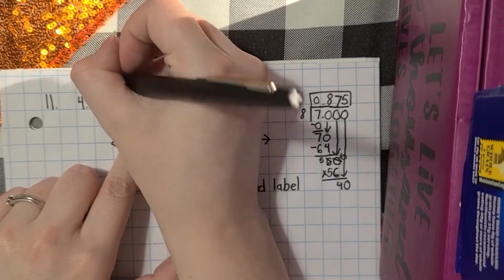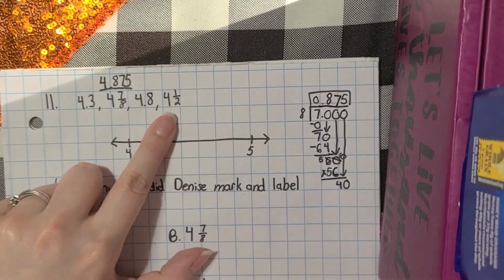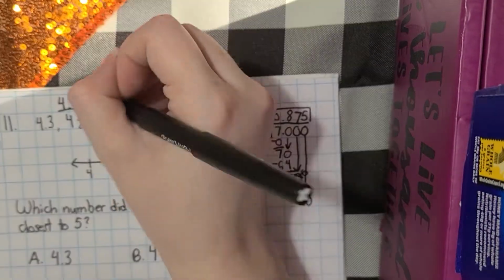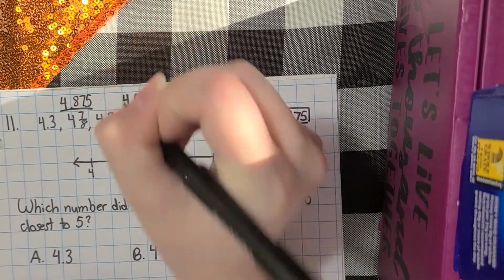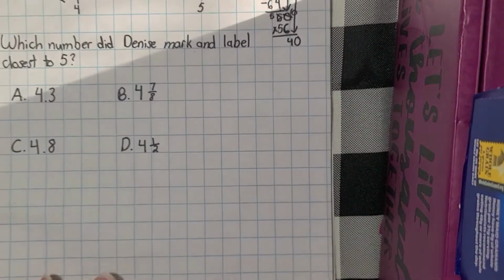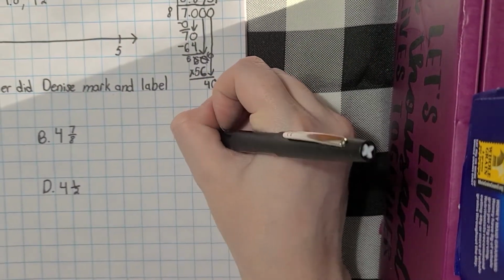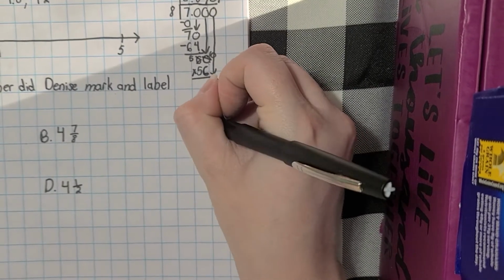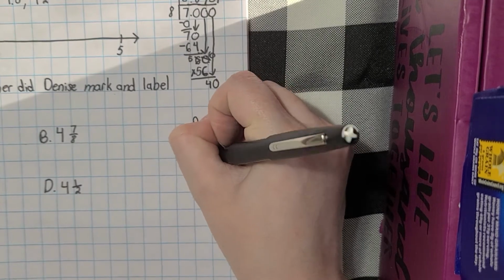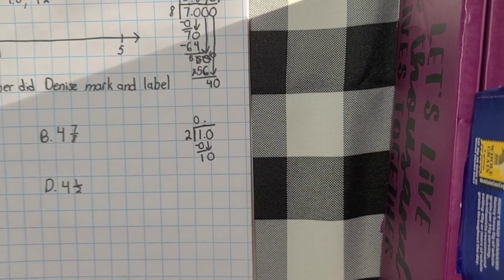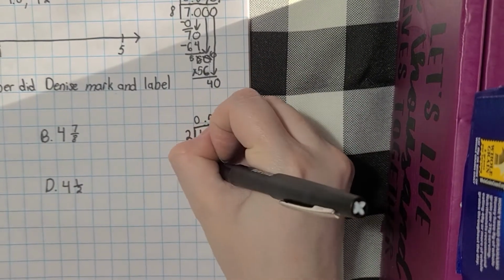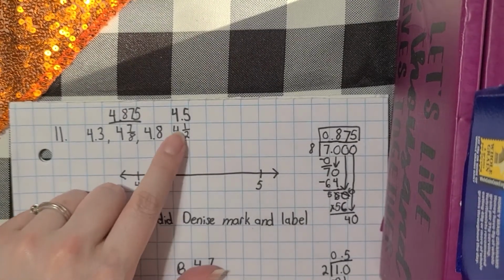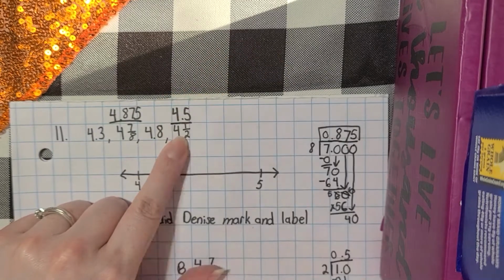Okay, then we have 4.8. Then we have 4 1/2. I know a half as a decimal is 0.5. Okay. If you need it proved to you, I will come down, do it on the side. All right. 1 on the inside, 2 on the outside. 2 does not go into 1. Drop my first 0. 2 goes into 10 5 times exactly. Okay. So 4.5 is really 4 1/2.